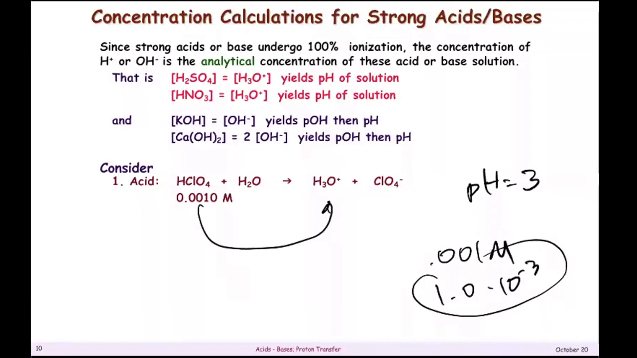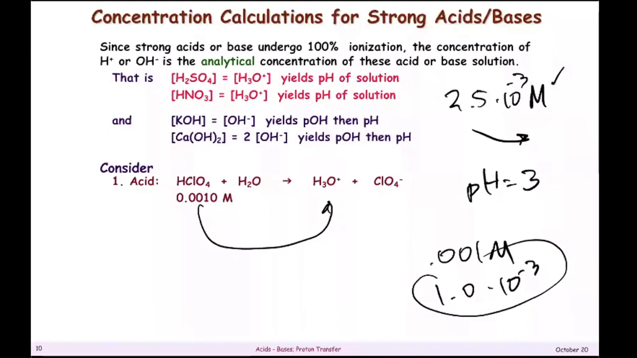You can do that off the top of your head if the number is clean, like 1 times 10 to the minus 3, 1 times 10 to the minus 4, 1 times 10 to the minus 5, and it's a strong acid. If the concentration is not that clean, say you have 2.5 times 10 to the minus 3 molar, then you need your calculator, because taking the negative log of 2.5 times 10 to the minus 3 is not something maybe some of you can do, but I certainly can't. I need my calculator. That would be the hydronium ion concentration, and if you take the negative log of that number, that would be your pH. It's that simple.